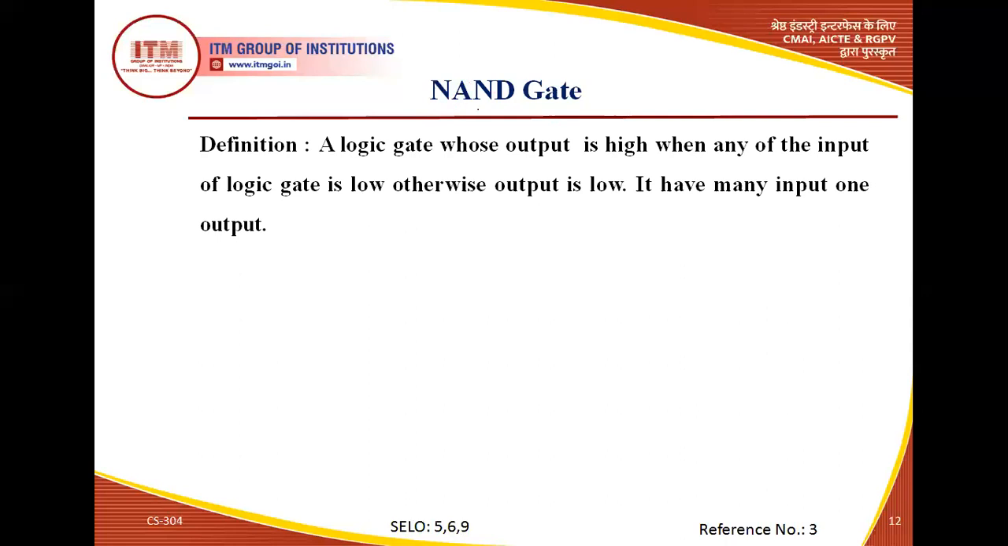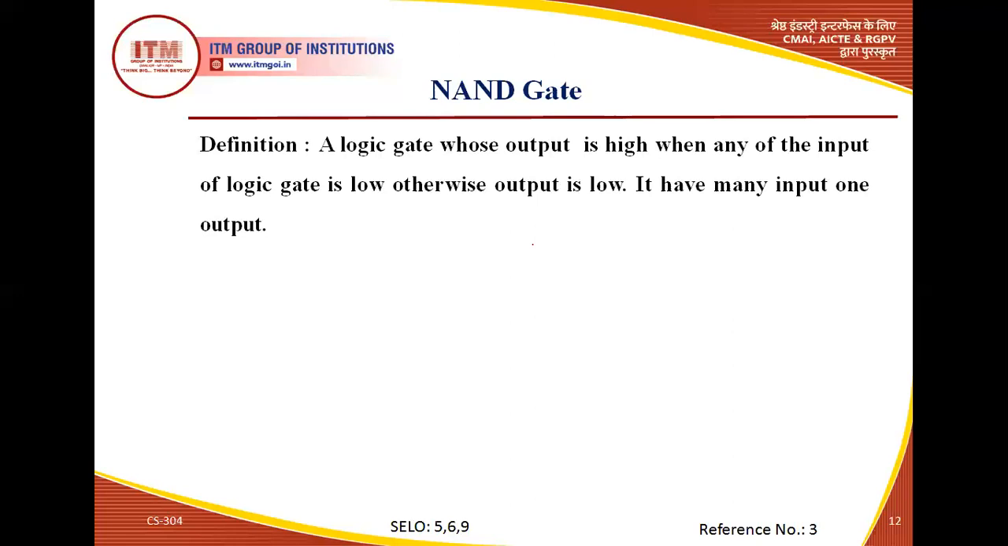In the case of the AND gate, if any of the inputs is 0, it will produce the output low. So in the case of the NAND gate, if any of the inputs is 0, then it will produce the output high. The definition of the NAND gate is that it is a logic gate whose output is high when any of the inputs of the logic gate is low, otherwise the output is low. So we can identify the output of the NAND gate by using this property: if any of the inputs is low, then it will definitely generate the output high. So that is the NAND gate.